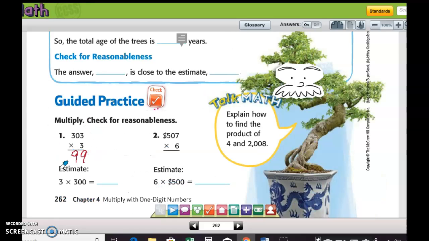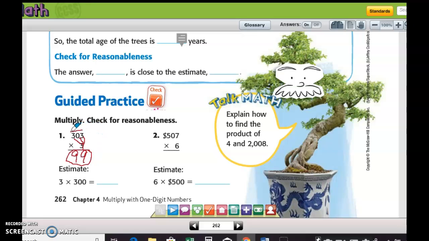Now I set this one up incorrectly, which is why I made it with red, to show a very common mistake that people make. A lot of times people want to say, okay, 3 times 3 is 9, good. 3 times 0 is nothing, okay. 3 times 3 is 9. And then they get the answer 99. But if you go back and think, and you could even say this in a sentence, 303 3 times is 99. Does that make sense?